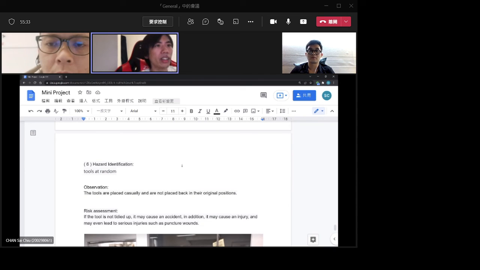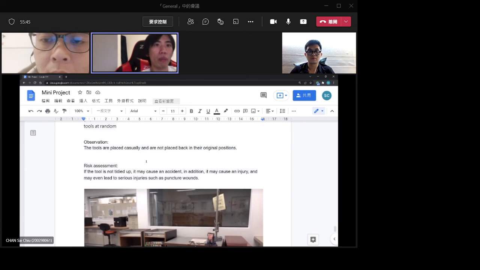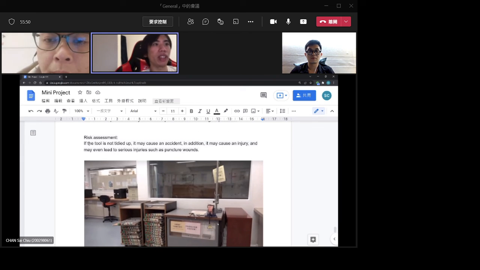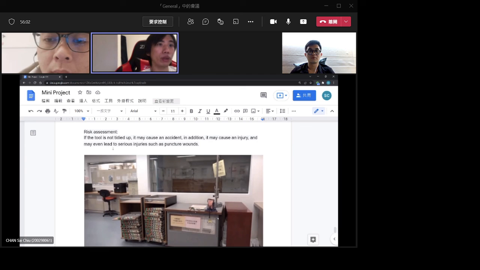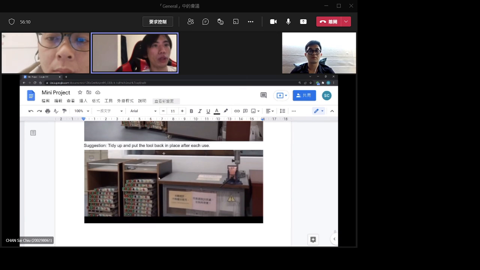6. Hazard identification. Tools at random places. Observations. The tools are placed casually and are not placed back in their original positions. Risk assessment. If the tools are not tidied up, they may cause an accident. In addition, they may cause injury and may even lead to serious injuries such as puncture wounds. Suggestions: tidy up and put the tool back in place after each use.